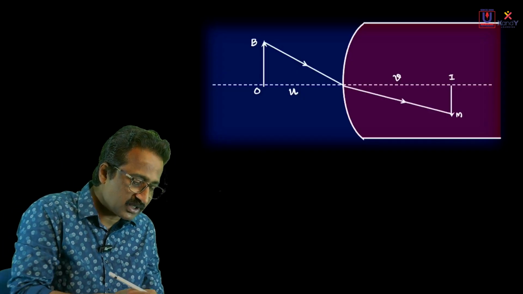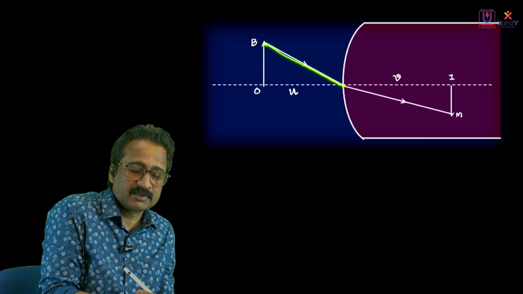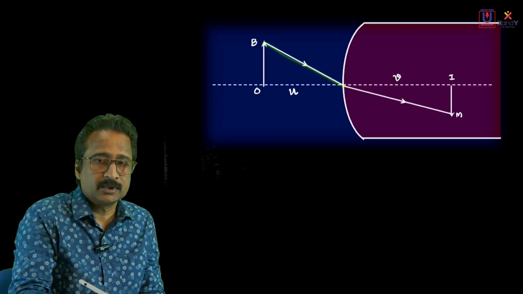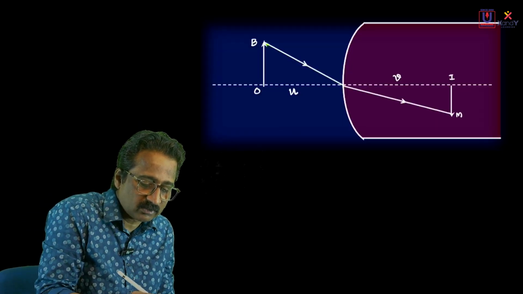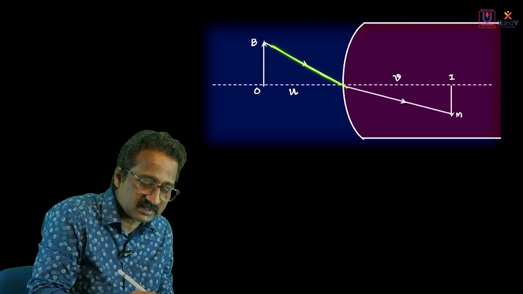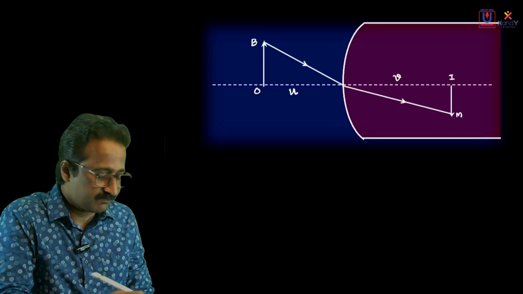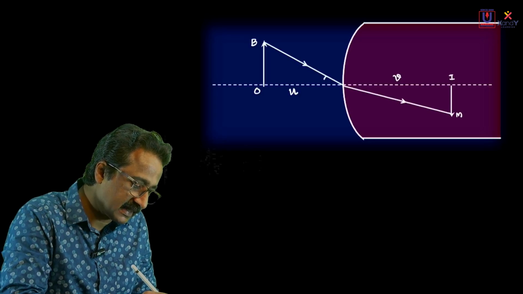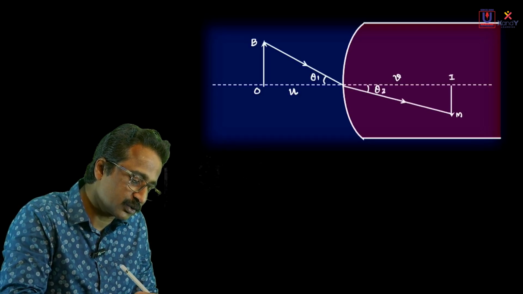Now I have shown some random light ray. There are many light rays passing through the spherical surface, and that is how the image is produced, but I have shown only one ray here. That ray is falling on the pole of the spherical surface, and this is the way it passes. It undergoes refraction. Let's assume that this angle is, for example, θ1 and this angle is θ2.